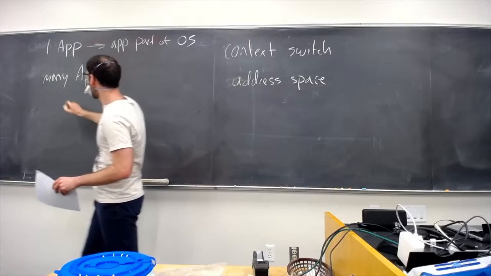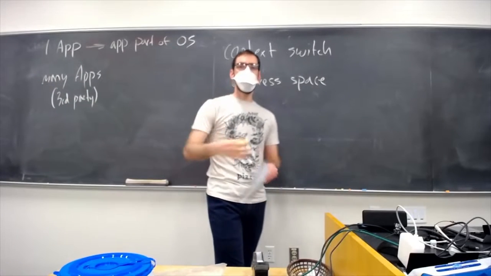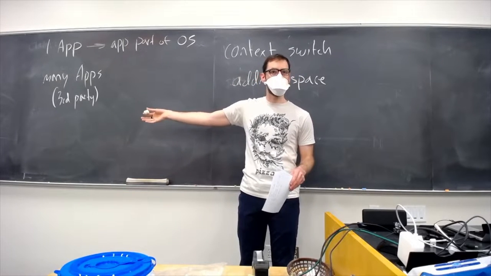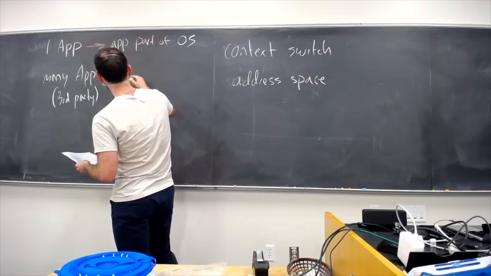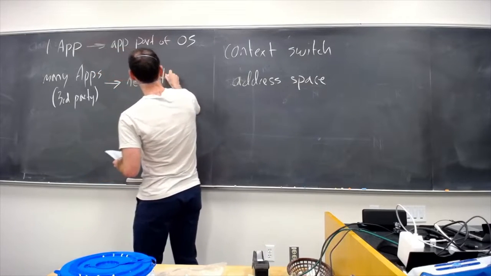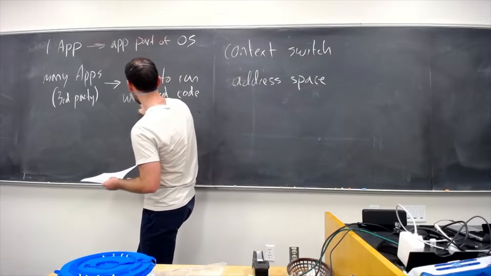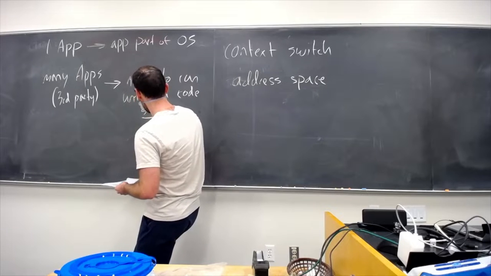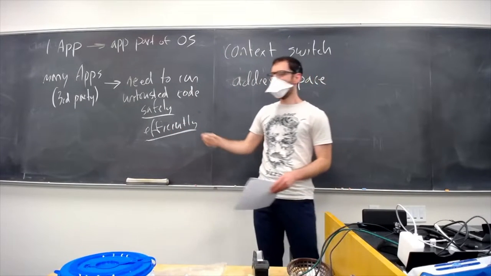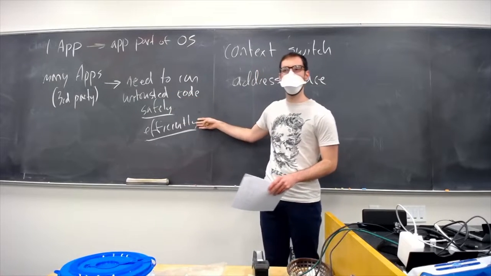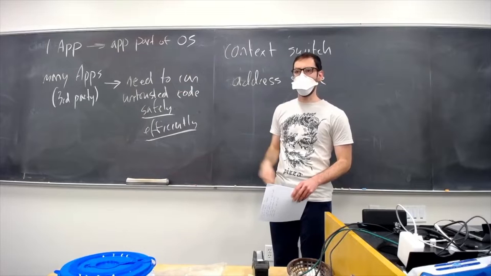But once we move to many applications, and in particular applications implemented by some third party, we don't necessarily even know who they are, we certainly don't trust them, at that point we need to be able to run code that we don't trust. We need to be able to do this safely, first and foremost, and we'd also like to be able to do it efficiently. This is the motivation. We have applications. We can't trust them, but we need to run that code.